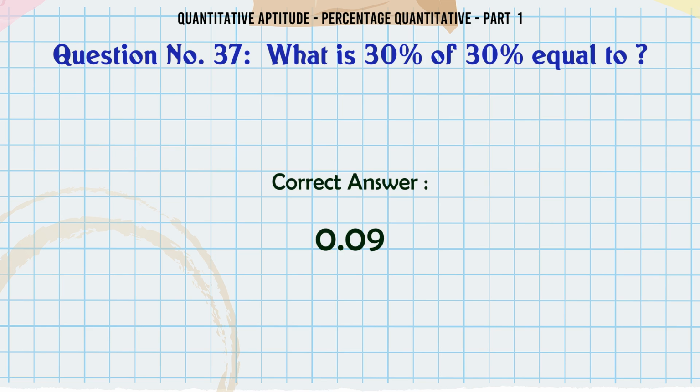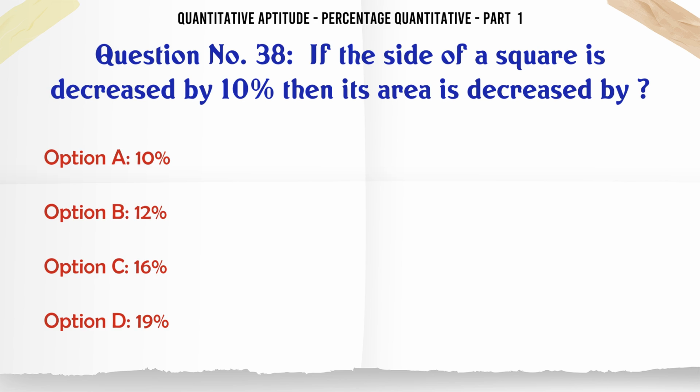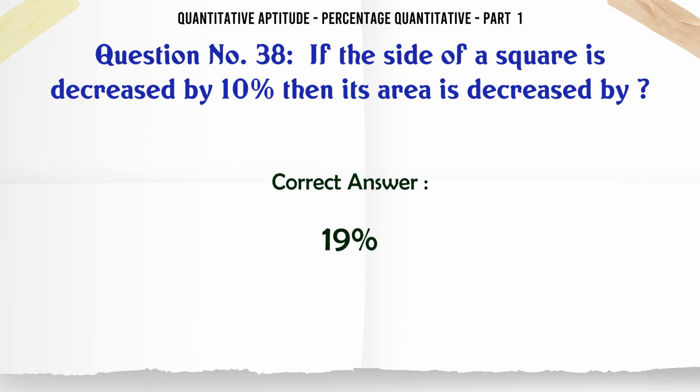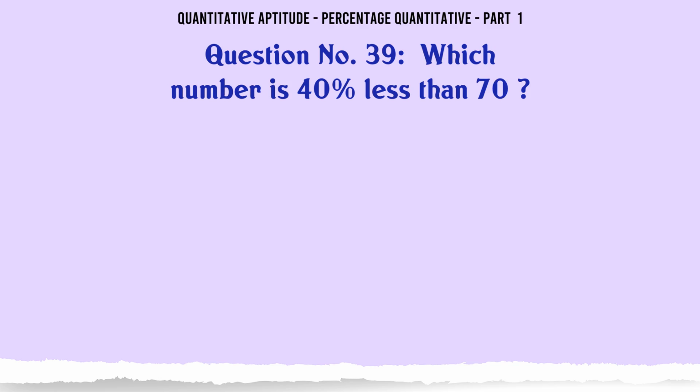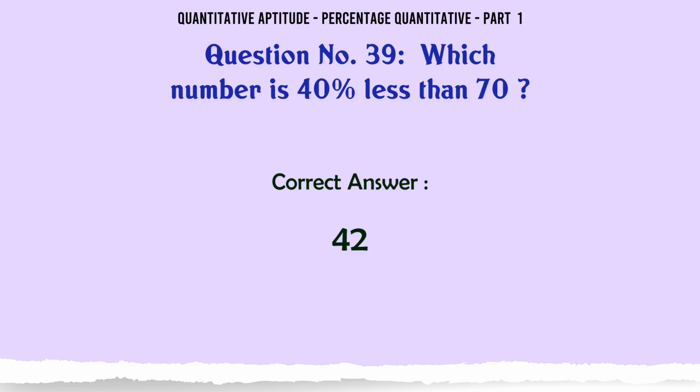0.09. If the side of a square is decreased by 10%, then its area is decreased by A. 10%, B. 12%, C. 16%, D. 19%. The correct answer is 19%. Which number is 40% less than 70? A. 49, B. 46, C. 45, D. 42. The correct answer is 42.